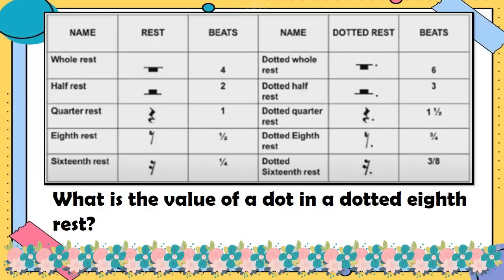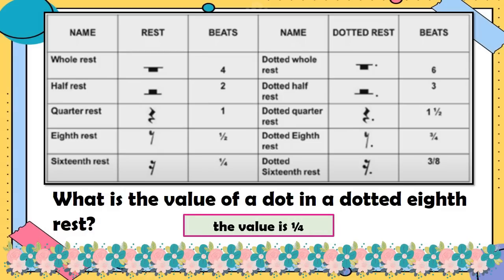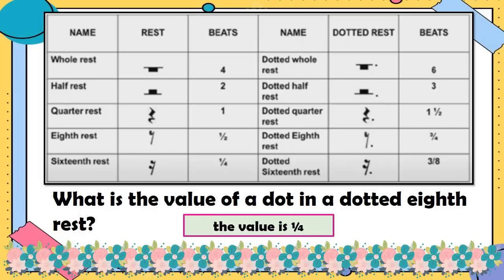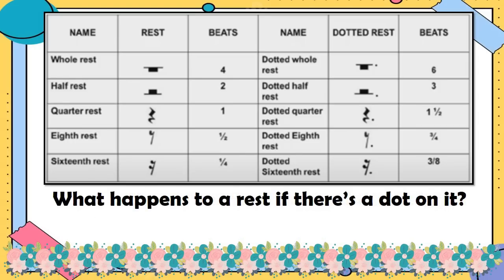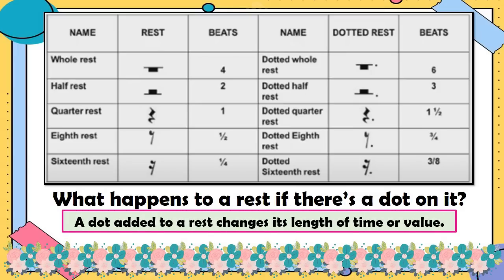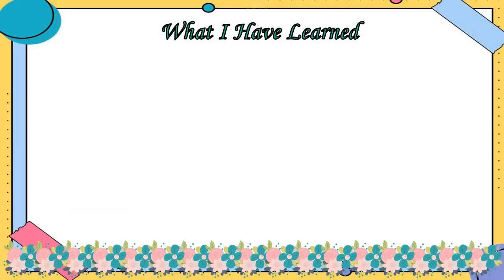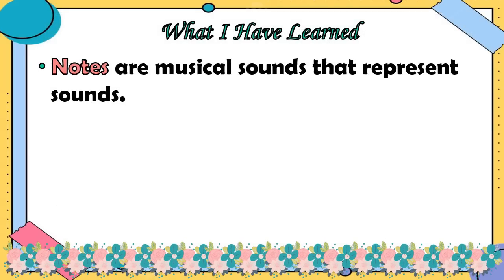What is the value of a dot in a dotted eighth rest? Correct. The value of a dot in a dotted eighth rest is 1/4, because eighth rest has 1/2 beat, and the half of eighth rest is 1/4. So the value of a dot is 1/4. What happens to a rest if there's a dot on it? Yes, a dot added to a rest changes its length of time or value. What I have learned. Notes are musical sounds that represent sounds.